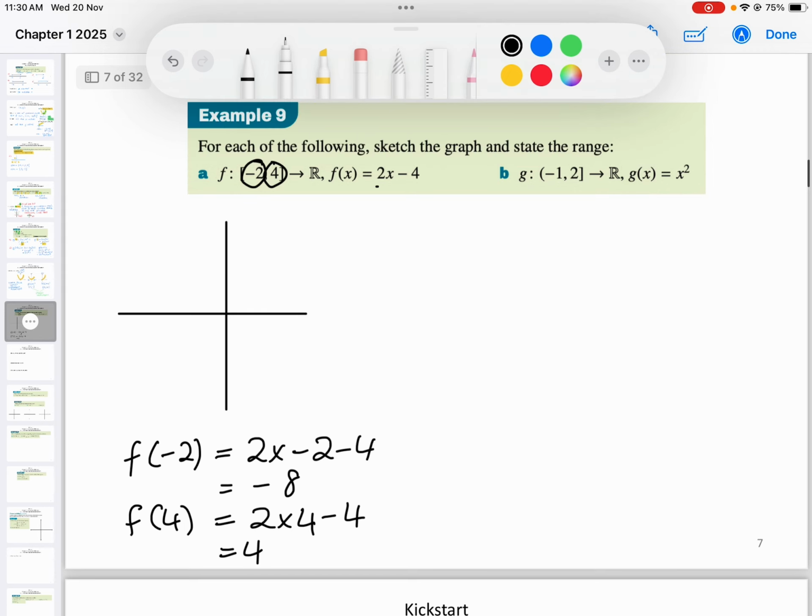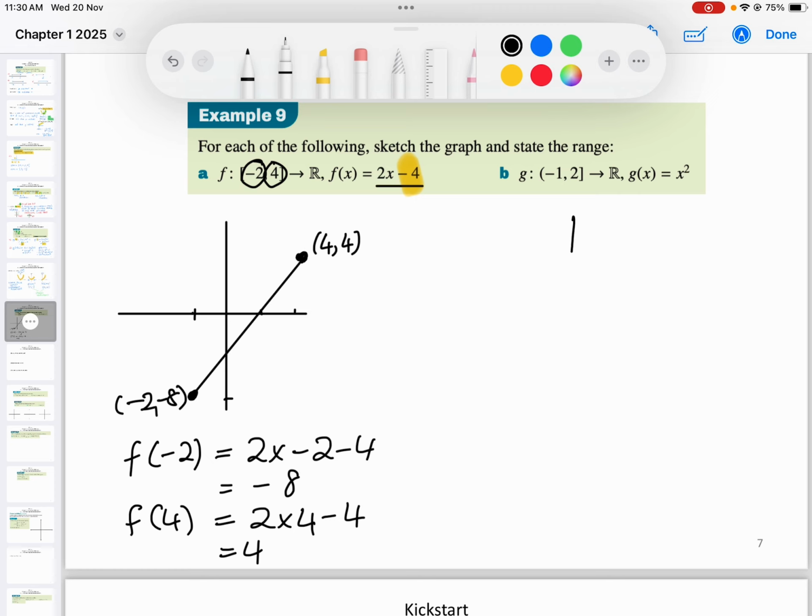So this is a straight line. It goes from -2, -8 included, up to 4, 4, which is about there. And that's included as well. And I know that my y-intercept is about -4. So I'm just going to draw a line that joins there. So that's just a line with restricted domain.